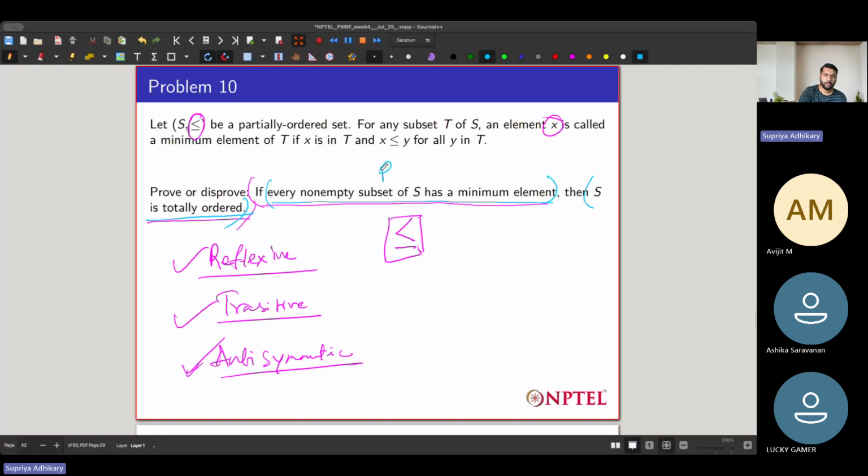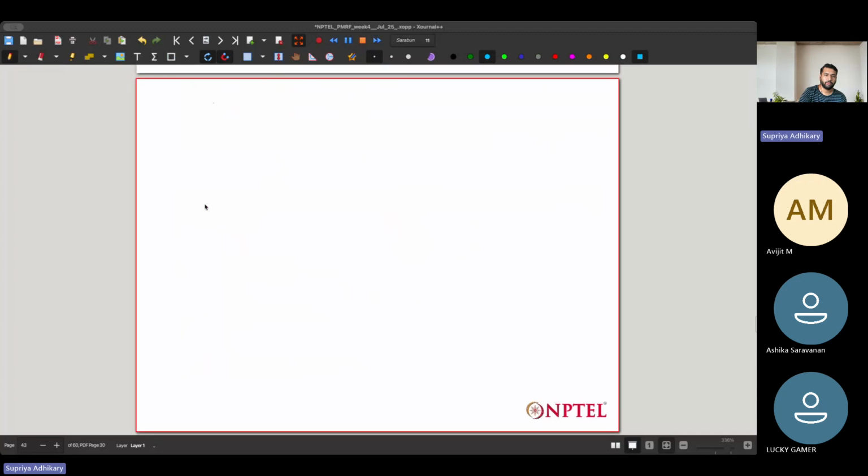So this is our statement P and this is our statement Q. So we have to prove that P implies Q. In order to prove this, what we can do is just prove that P and not Q should give us a contradiction. So if we do that, then that should prove that P implies Q.